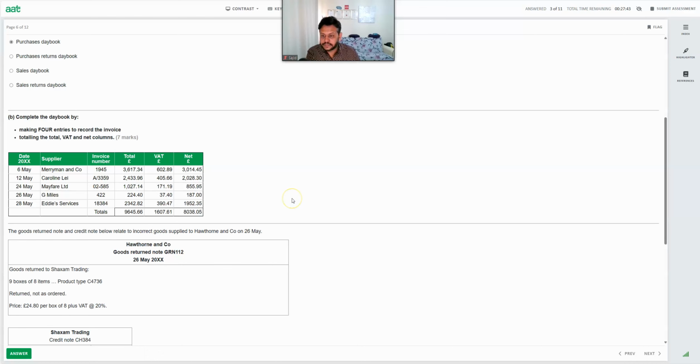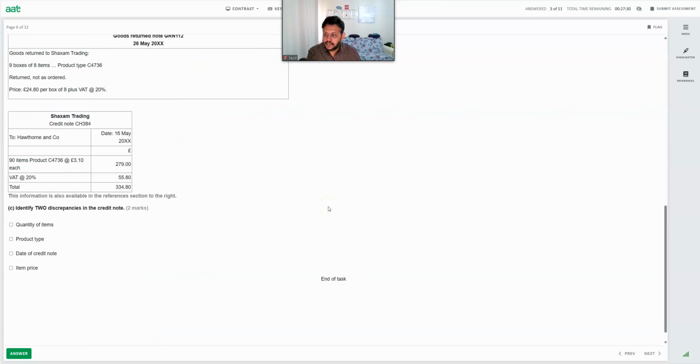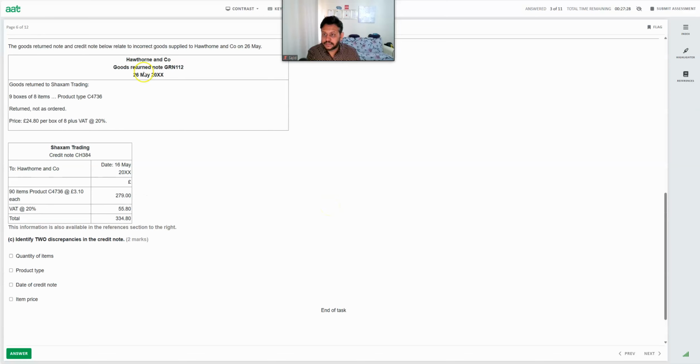All right. The next one we have here, the goods return note and the credit note below relate to the inaccurate goods supplied to H & Co. on 26th of May. Okay, so it's a goods return note, GRN. GRN could be very confusing if you don't say, because GRN we use for the goods received note as well. So you need to be very careful. The GRN can represent the goods received note or the goods return note, both.